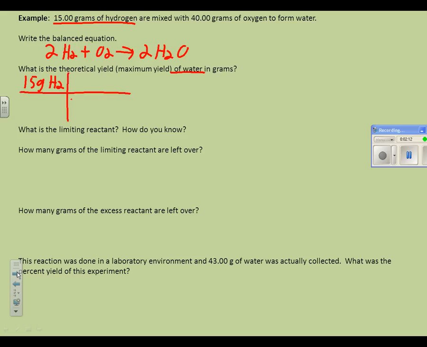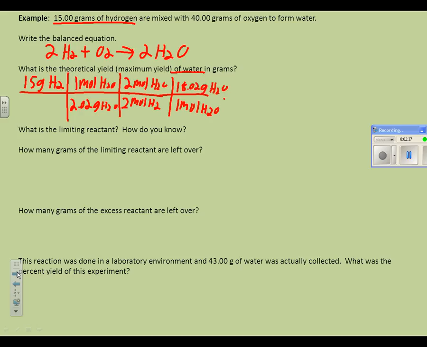So go to moles, so it's 2.02, the molar mass, into 1 mole H2. Next step is the mole ratio. 2 moles H2 to 2 moles H2O. Now go to grams of water. 1 mole H2O equals 18.02 grams H2O. That gives us 133.81 grams of H2O.